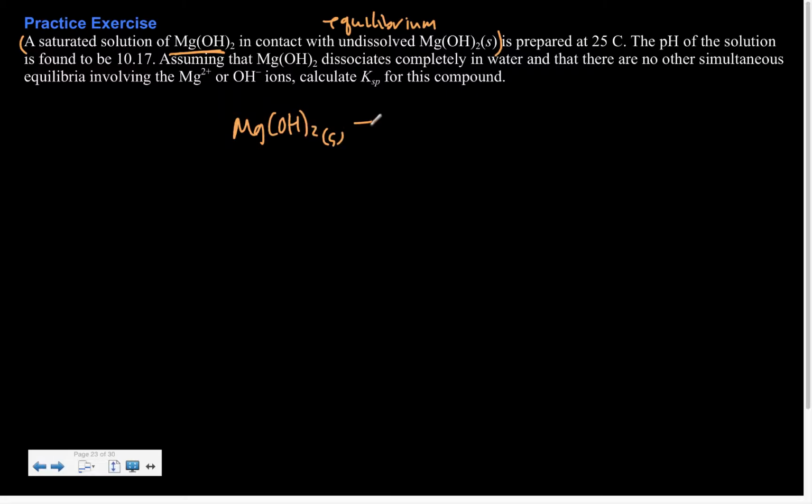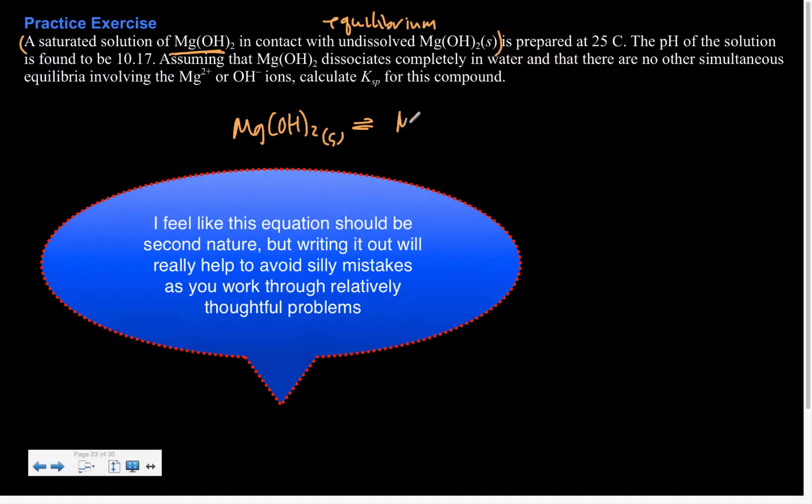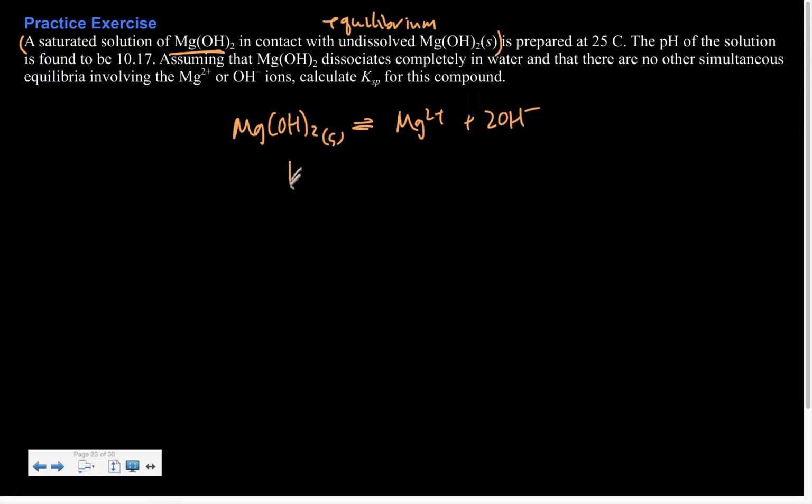So we know that this is in equilibrium with this. We also know that the Ksp for this says this and this. What are we looking for? We're looking for Ksp. We also know that pH is equal to 10.17. Now, what is pH a good reflection of? Or how do we solve for pH?